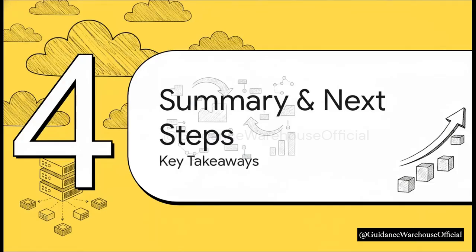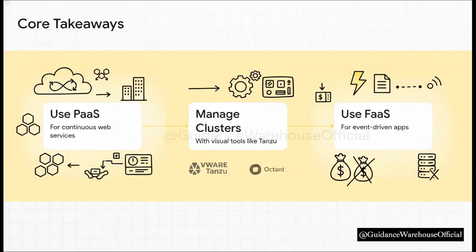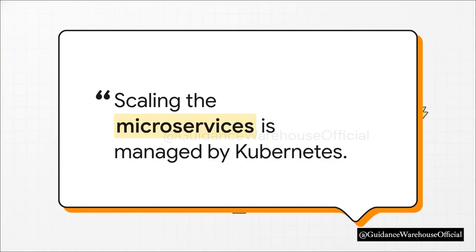All right, section 4, summary and next steps. We've covered a ton of ground today, but if you remember just 3 things, make it these. 1, use PaaS and Kubernetes for your robust, continuous web services. 2, manage those sprawling clusters efficiently with visual tools like Tanzu. And 3, for short, event-driven tasks, switch over to FaaS to completely eliminate infrastructure headaches and save some serious money. Which perfectly sums up our final thought for the day.